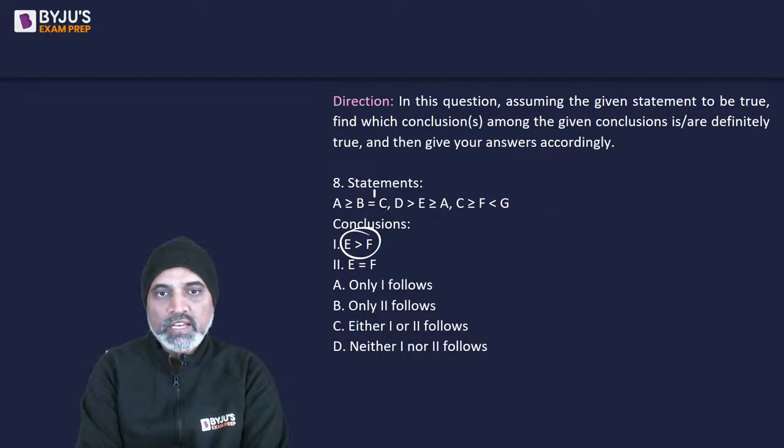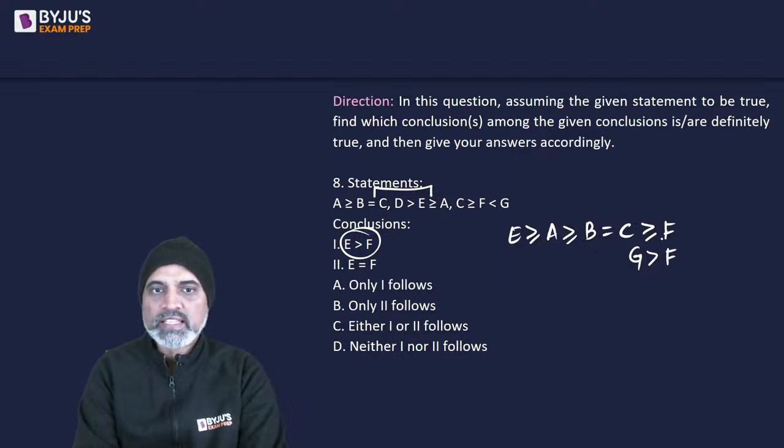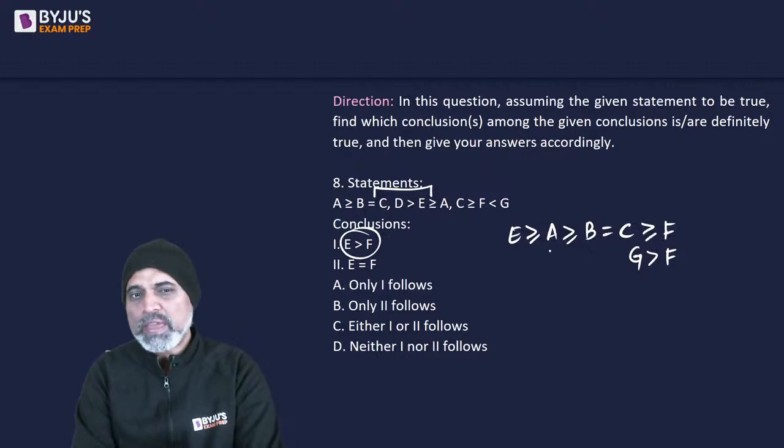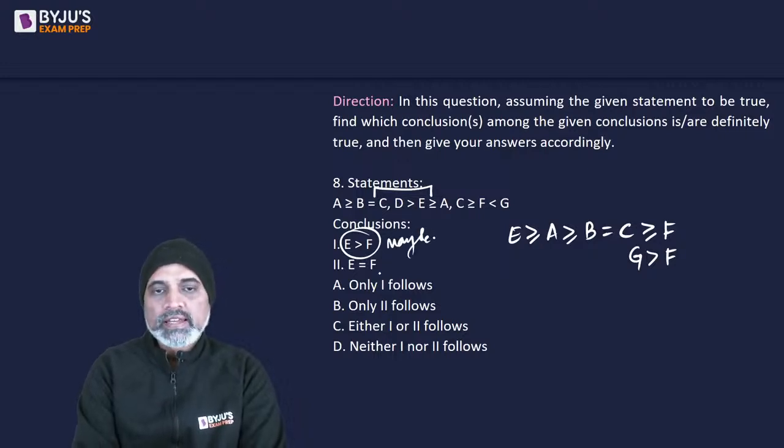So if we club these two, we will get E is greater than or equal to A is greater than or equal to B, B is equal to C. Now C is greater than or equal to F and G is greater than F. So from here, can we say that E is greater than F? Maybe, may not be, right? Okay, so it's maybe. Next one says E is equal to F.